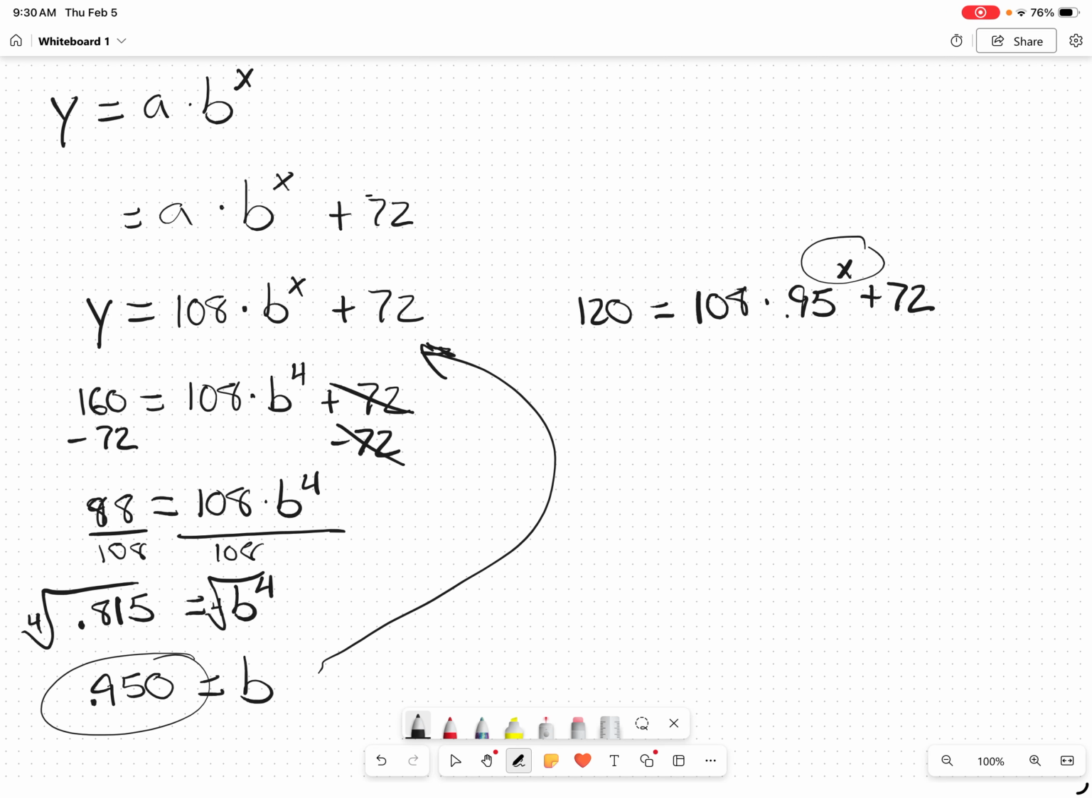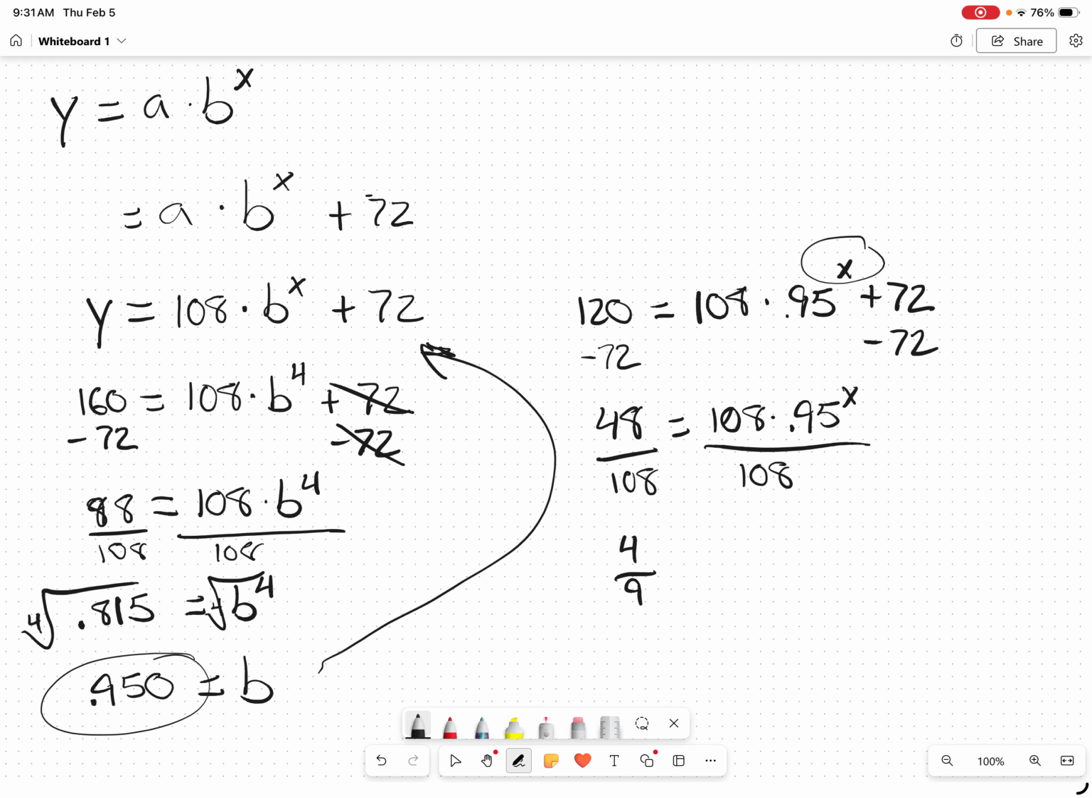Now we are solving for x. So again, subtract 72. We'll go 120 minus 72, we'll get 48. We have 108 times 0.95 to the x, divide by 108. You should get 4 over 9, or you could do a decimal, but 4/9 is great. So we now have 0.95 to the x.